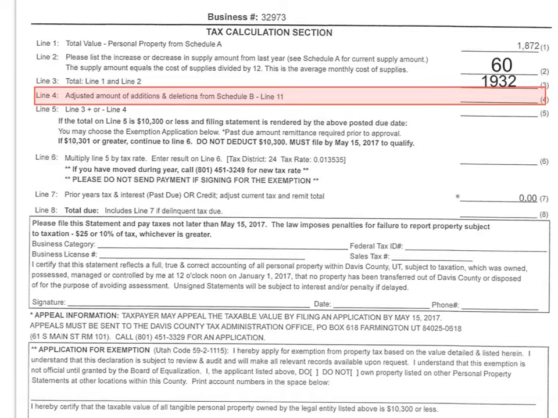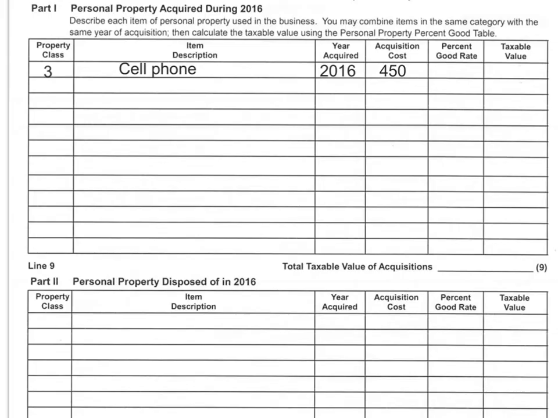Next, we're going to show you how to calculate what makes up line 4. First, you will need to go to our website and print a copy of the Schedule B for existing businesses. This is where you will record anything that you disposed of or acquired during the prior year. In this example, we've added a new cell phone for 2016. The acquisition cost was $450.